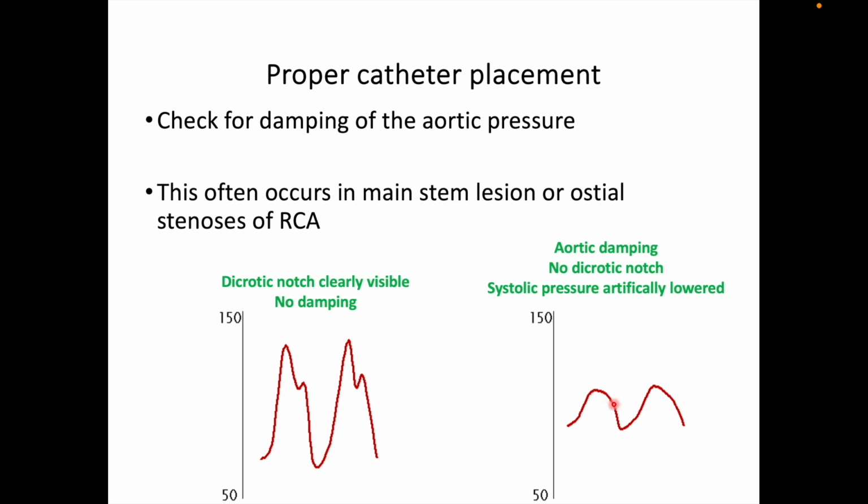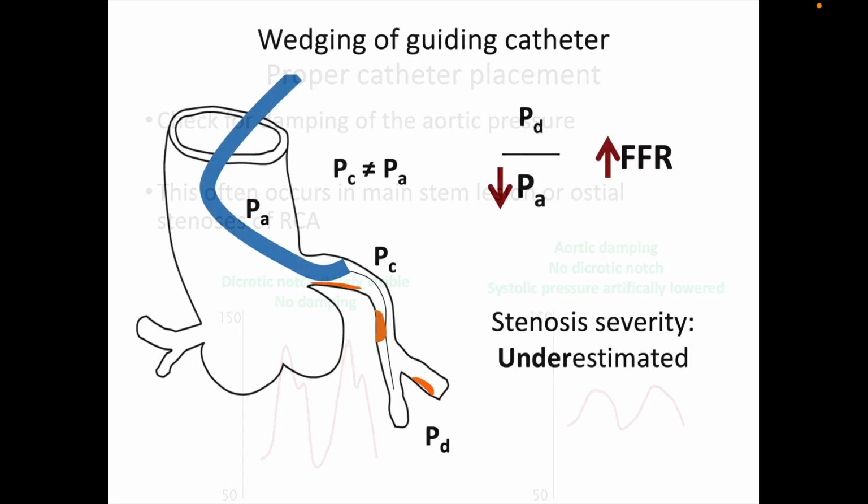Now, if you look here, the systolic pressure has gone down, the dicrotic notch has disappeared. Now, this is dampening of the pressure. The systolic pressure is artificially low. There is no dicrotic notch. This means the guide catheter is wedged and you need to pull it back. It occurs mainly in the left mainstem lesions or the ostial right coronary artery lesions.